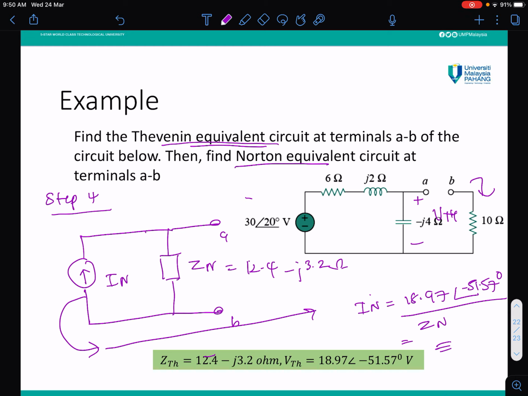So until here, we finish a little bit about the Thevenin theorem and also the Norton theorem. See you there. Bye.